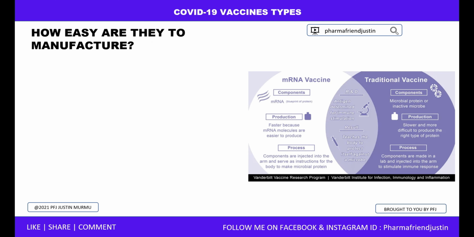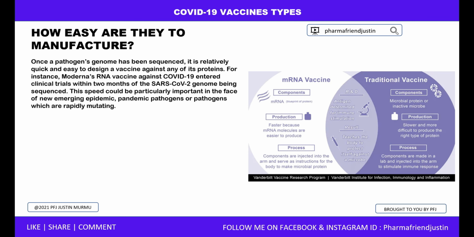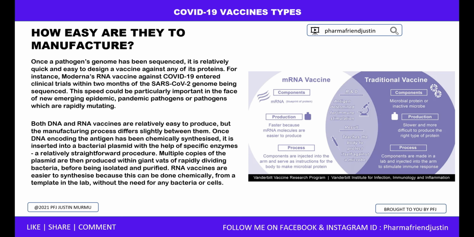How easy are they to manufacture? Once a pathogen gene has been sequenced, it's relatively quick and easy to design a vaccine against any of its proteins. For instance, Moderna's RNA vaccine against COVID-19 entered clinical trials within 2 months of the SARS-CoV-2 genome being sequenced. This speed would be particularly important in the face of new emerging epidemic or pandemic pathogens which are rapidly mutating. Both the DNA and RNA vaccines are relatively easy to produce, but the manufacturing process differs slightly between them.